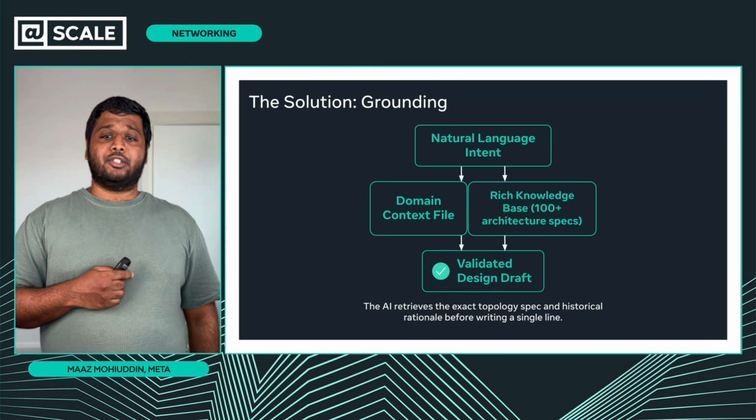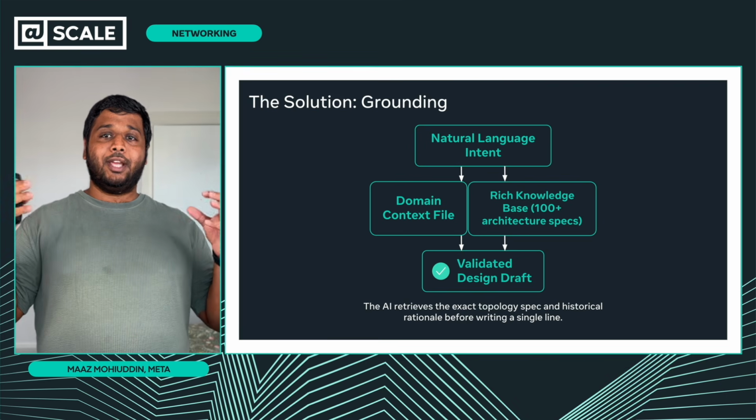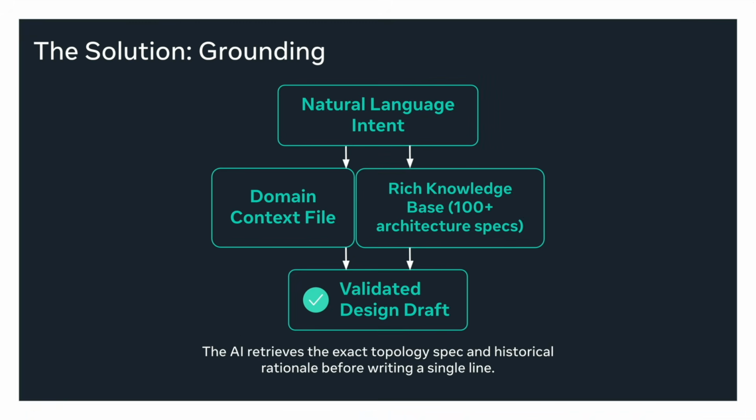As I mentioned earlier, the solution is grounding. It's not just a bigger model. It is to take the existing model and teach it what is real and what is not. First, we provide domain context. We take these rules that are tribal knowledge and we codify them. For example, in data center design, a 4RU switch has 128 ports. That is a rule that should not be violated.